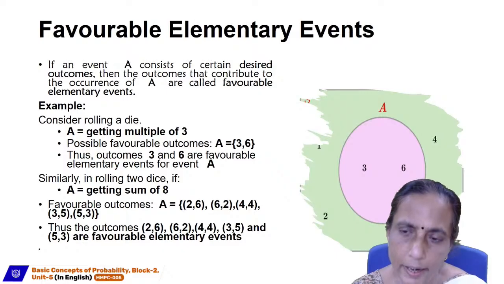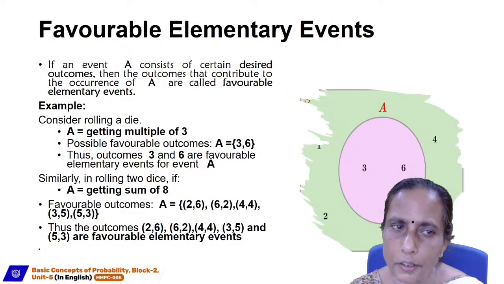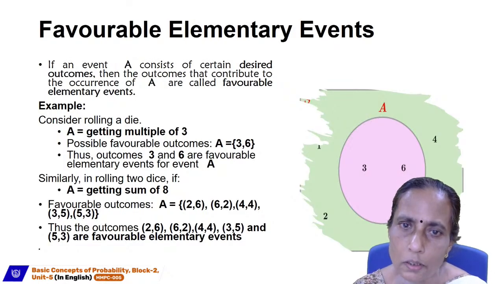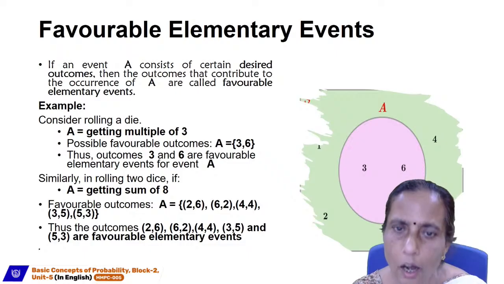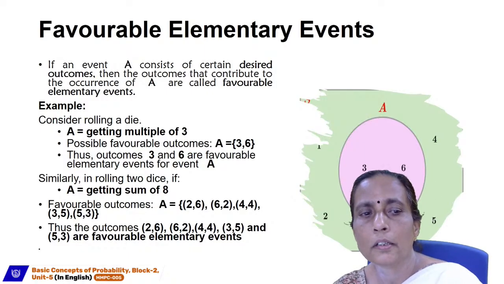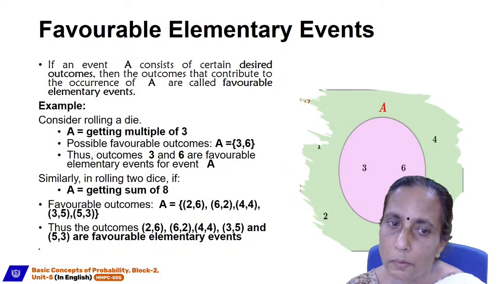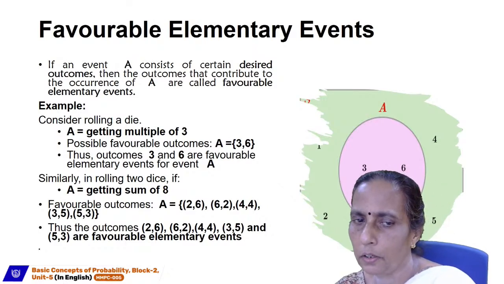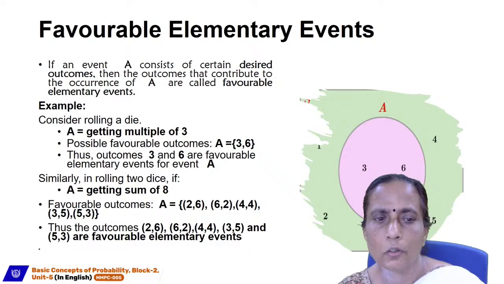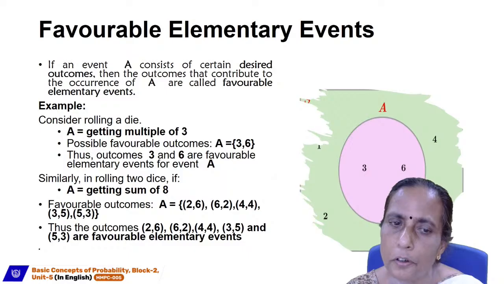So, favorable elementary events: if an event A consists of certain desired outcomes, then the outcomes that contribute to the occurrence of A are called favorable elementary events. Consider rolling a die. Suppose event A is getting a multiple of 3. The possible favorable outcomes are A equal to 3 and 6. Thus outcomes 3 and 6 are favorable elementary events for event A.